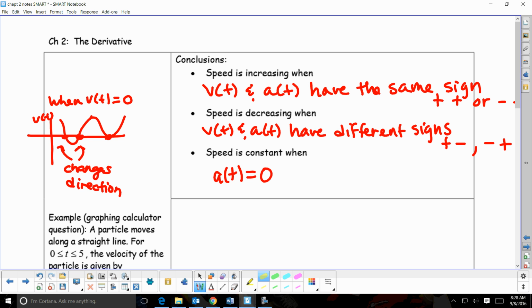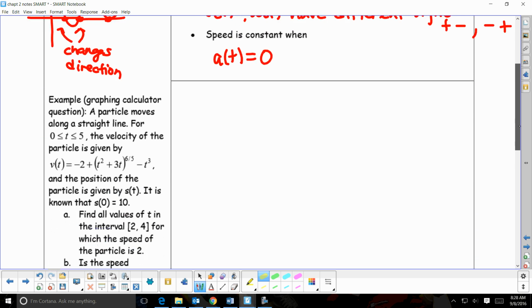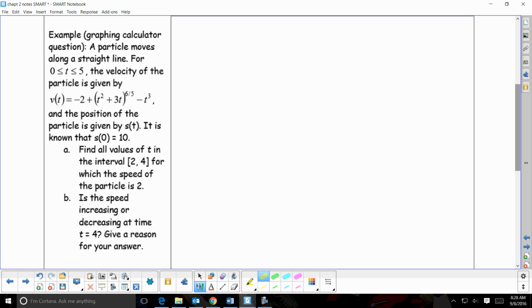Okay. So we're gonna get our graphing calculator out. Please look at the graphing calculator.